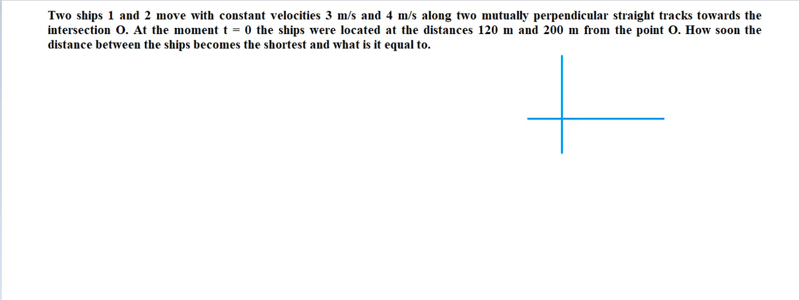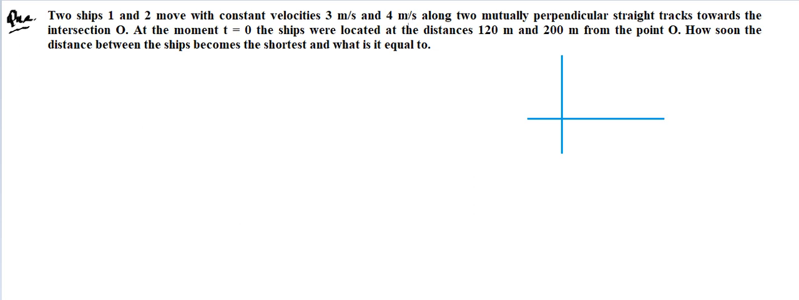Okay, so here is the next question. Again, you can read it and go ahead to solve it and then see the solution. It reads like this. There are two ships, 1 and 2, and they are moving with a constant velocity. So this is of constant velocity. That means acceleration is 0 for both of them.